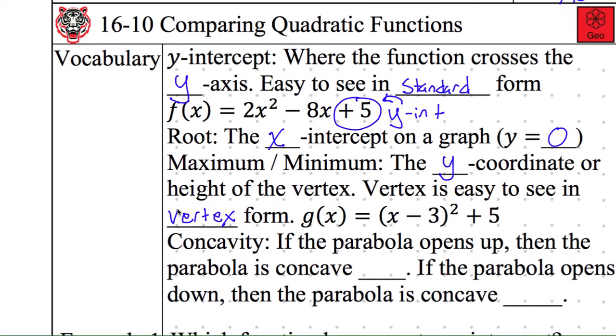All right, so from there, let's talk about concavity. This is a calculus term. You guys are learning calculus already.